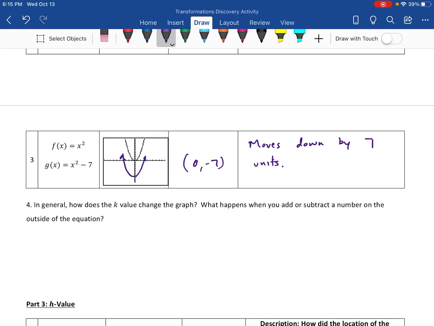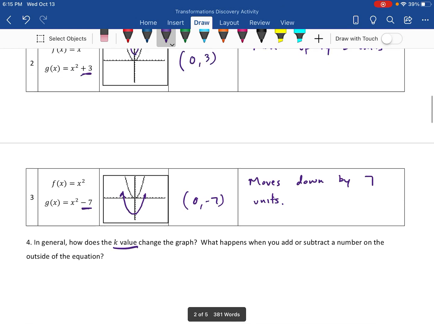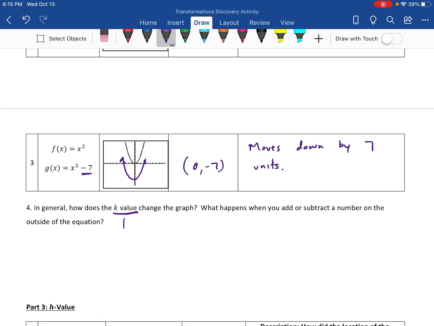Now question number 4 says, in general, how does the k value change in the graph? Okay, so how does adding or subtracting these numbers change or move my graph? My k value moves my graph either up or down. It says what happens when you add or subtract a number on the outside of the equation.